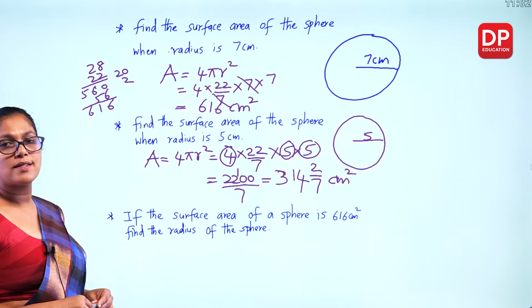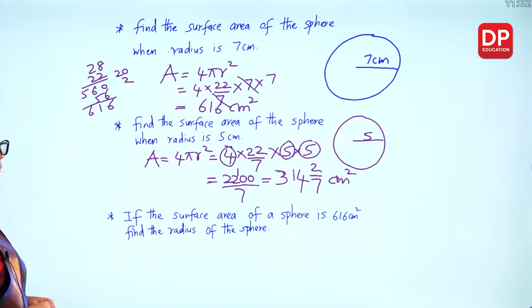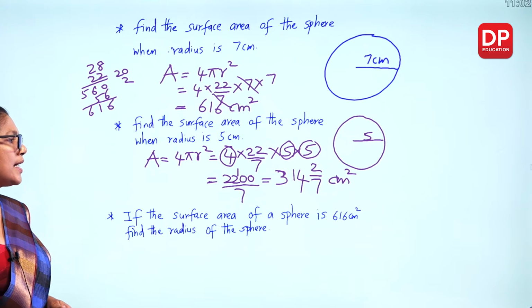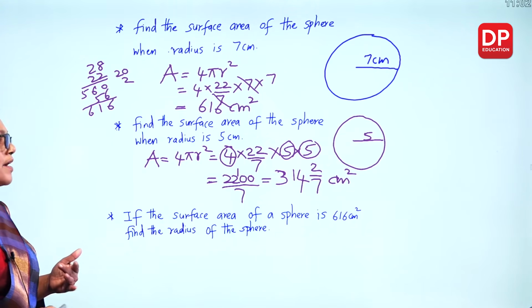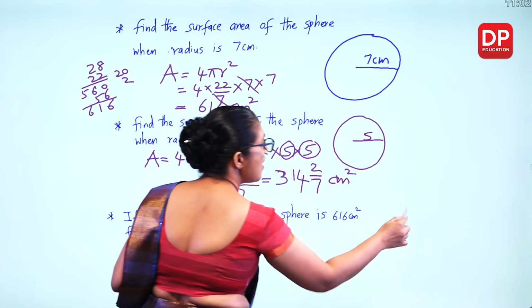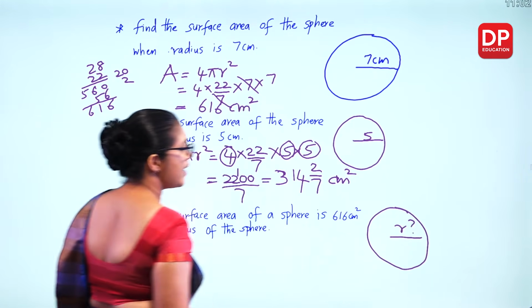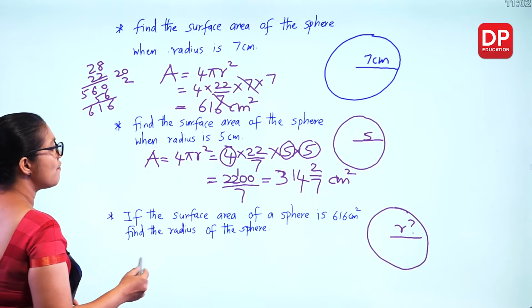314.27 centimeters square. Now, look at this example. If the surface area of a sphere is 616, find the radius of the sphere. Other way around, the surface area is given and you are asked to find the radius. So, you can use the formula.